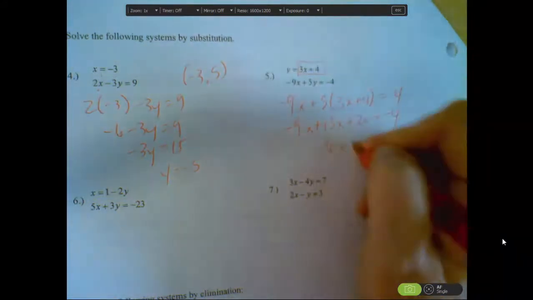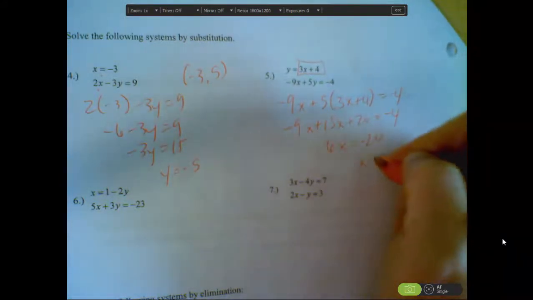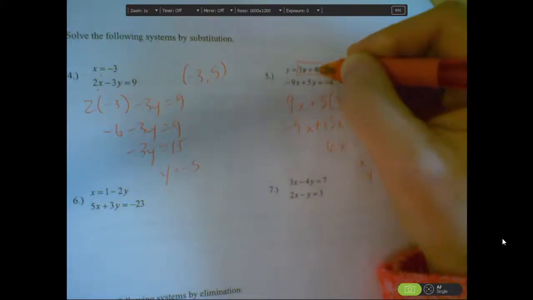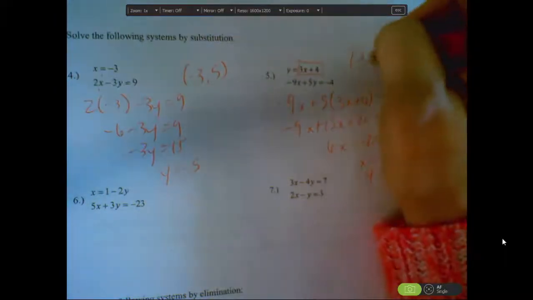Combine like terms. Subtract 20. X is negative 4. y equals, well, I'm going to put a negative 4. Negative 12 plus 4 is negative 8. So the answer is negative 4, negative 8.